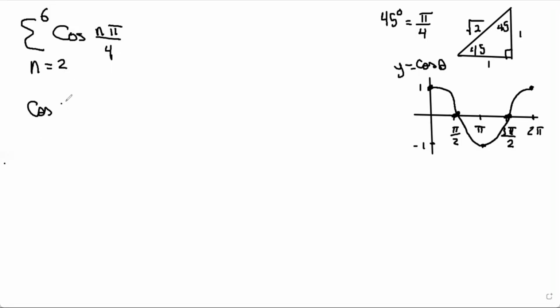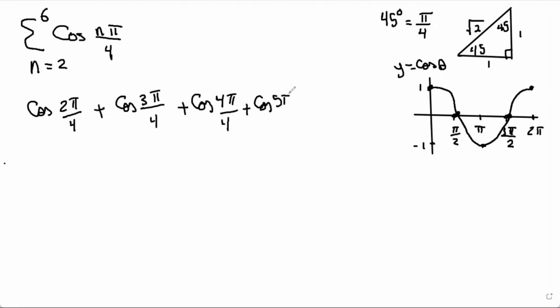So first thing, I'm just going to go cos 2 pi over 4. I'm subbing 2 for n, and then plus sub in 3 for n, and that's going to be 3 pi over 4, plus cos 4 pi over 4, plus cos 5 pi over 4, and plus cos 6 pi over 4. So we did all the way from 2 to 6.